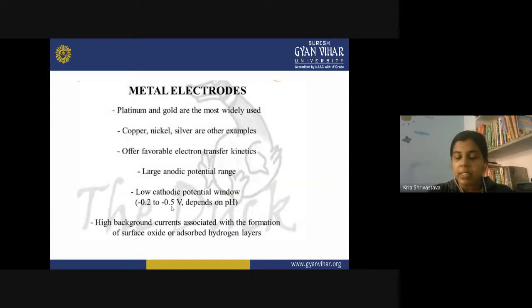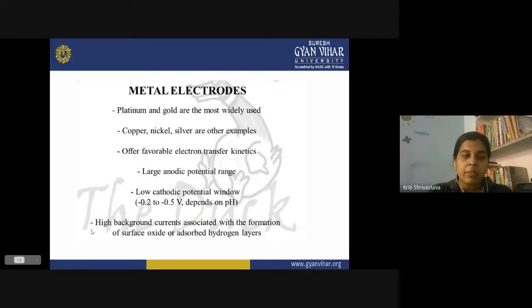Generally, some other metals are also used for preparing the metal electrode. So platinum and gold are the most widely used, but copper, nickel, and silver can also be used for the preparation of your electrode. They all offer favorable electron transfer kinetics, and that is because metals are very good conductors of electricity, and therefore they perform the electron transfer reaction very easily. They have a large anodic potential range, and yet their cathodic potential window is quite low. But yes, if you are performing the oxidation reaction, then they all have a large anodic potential range.